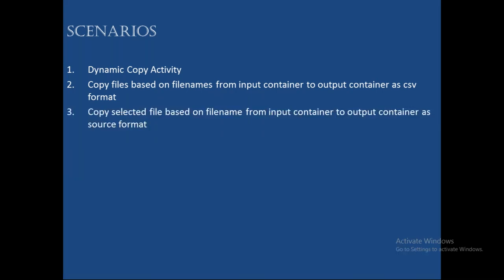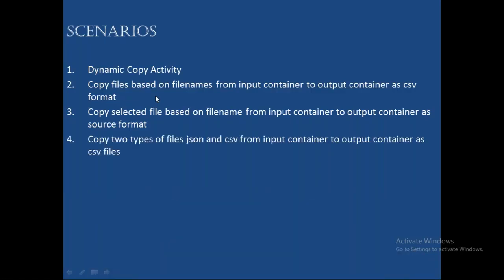Okay, copy selected files based on file names from the input container. As I said, in the second lab you are going to separate all file names starting with India. All those files I will load into an India container. Now in my third lab, I have a specific file. I want to pick only a log file, something like that. That specific file I will load into my output container. Okay, how can you do that?